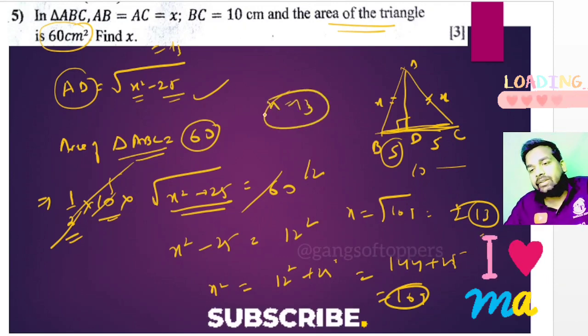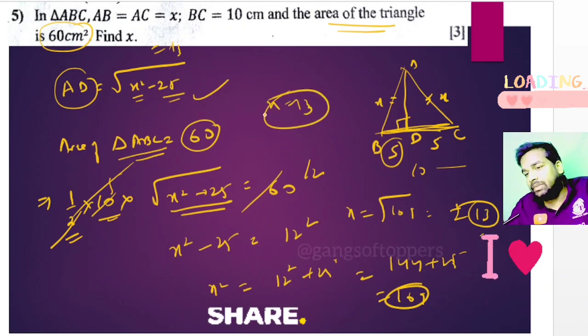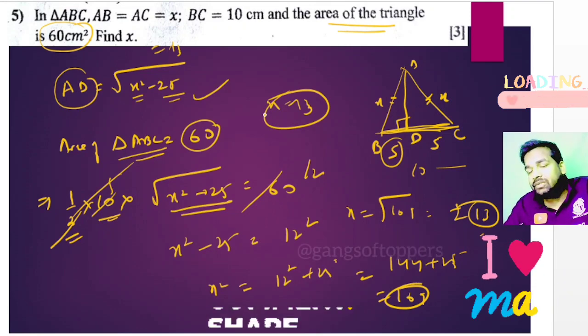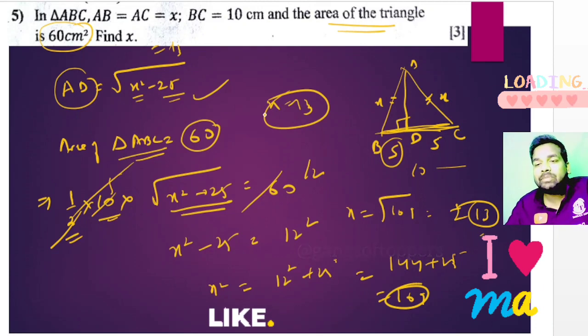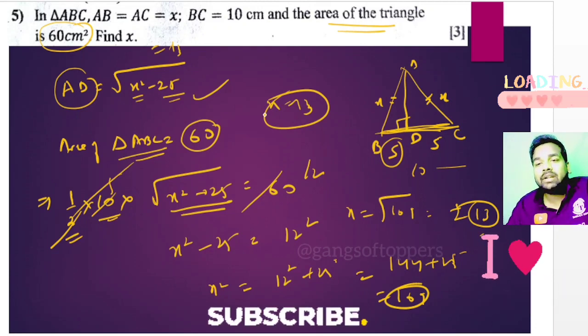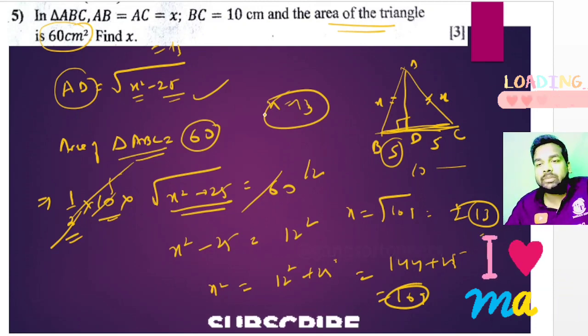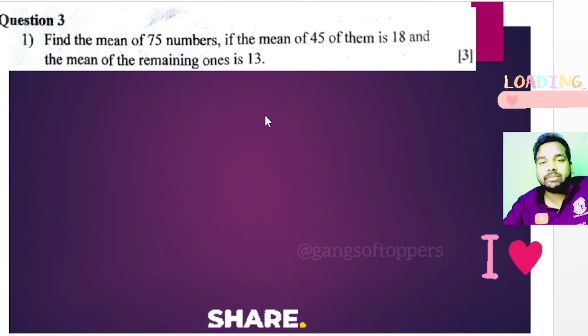Since it is a quadratic equation, we get two roots, plus 13 and minus 13. And everybody knows that a negative value is neglected. Why? Because the sides of any triangle or any shape are always positive. So the answer of x will be positive.